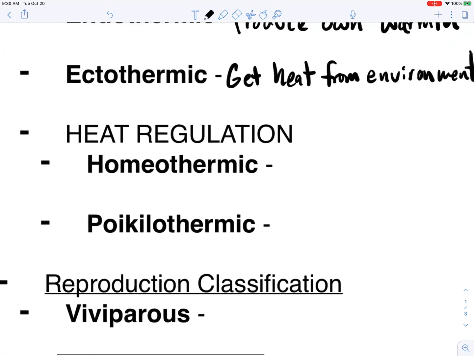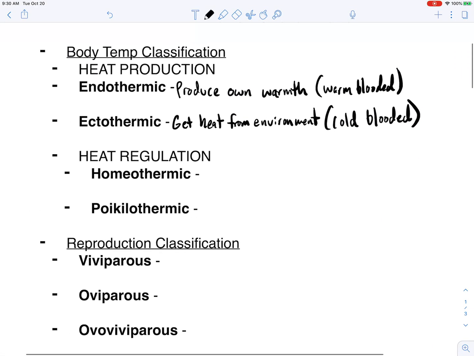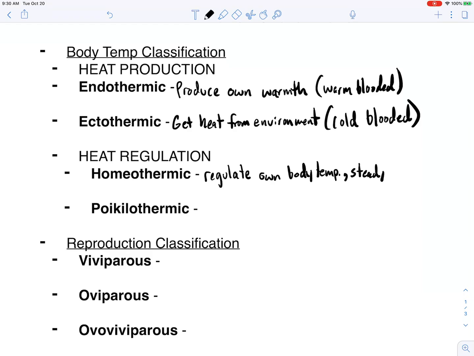And we can come back here and think about a homeotherm. Homeo meaning same, thermic meaning heat. It means you keep the same body temperature all the time. So a homeotherm is able to regulate its own body temperature. And it would remain, we'll say, steady. We're thinking of things here like mammals. Humans in Fahrenheit, we're about 98.6 on average degrees Fahrenheit.